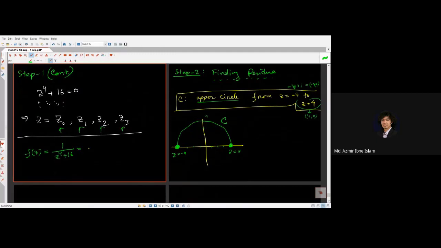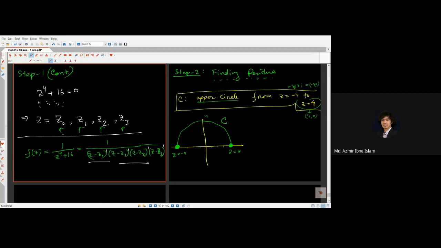Now we can write it another way. It is actually (z minus z0) times (z minus z1), (z minus z2), (z minus z3). If we multiply all the factors, we will get z to the power 4 plus 16. Is it clear? Yes, sir. So we have found the poles, and the order of every pole is 1. Is that okay?